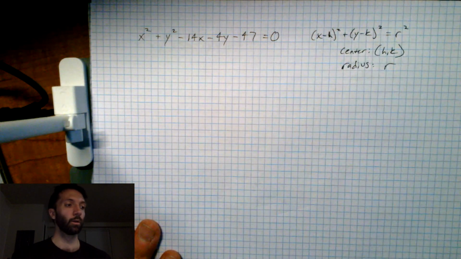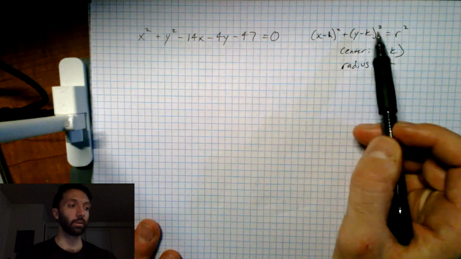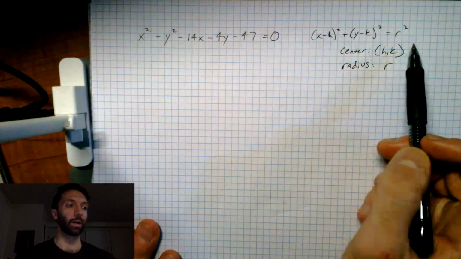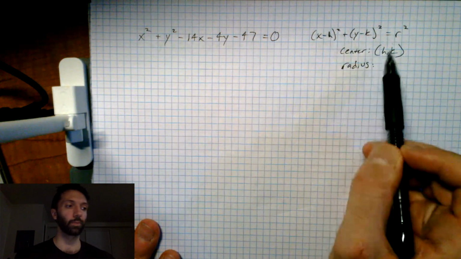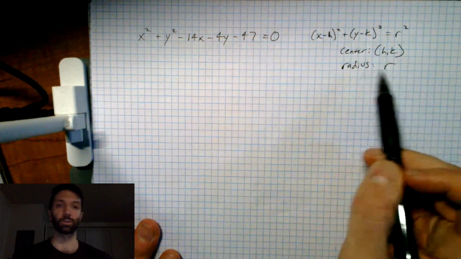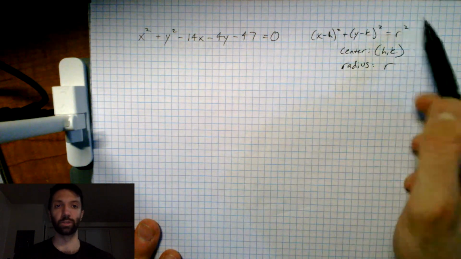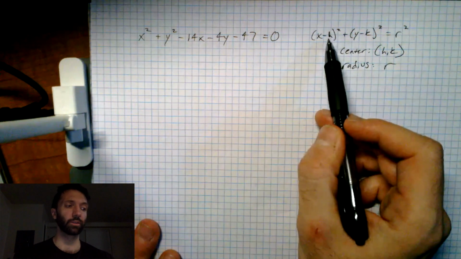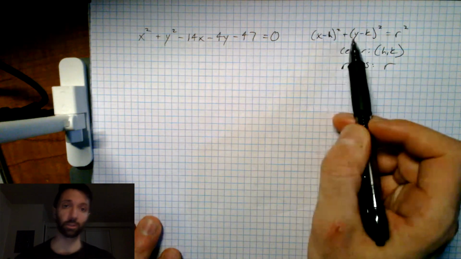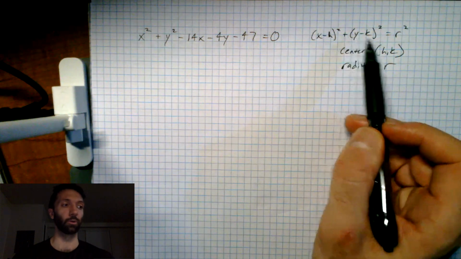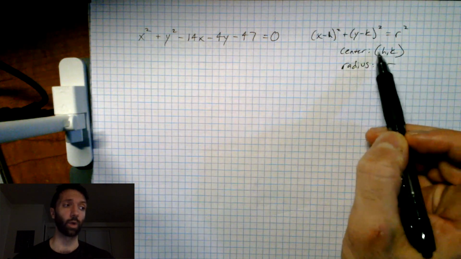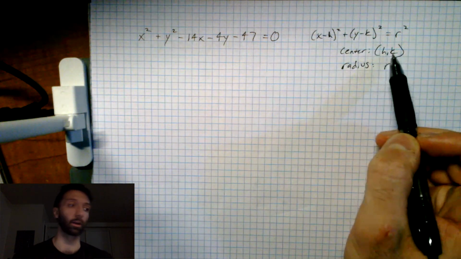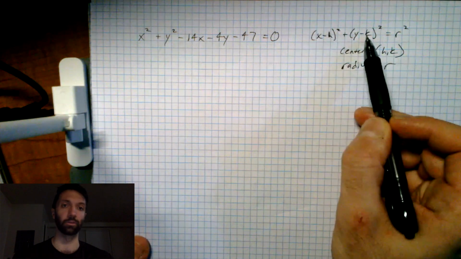So once we get into this form, the center is going to be given by h comma k, all right? And then the radius is just going to be the square root of whatever you see here. And now it's important to note that this formula is defined using subtraction. And so your x and y coordinates of the center are going to be the opposite of the numbers that you see in here.